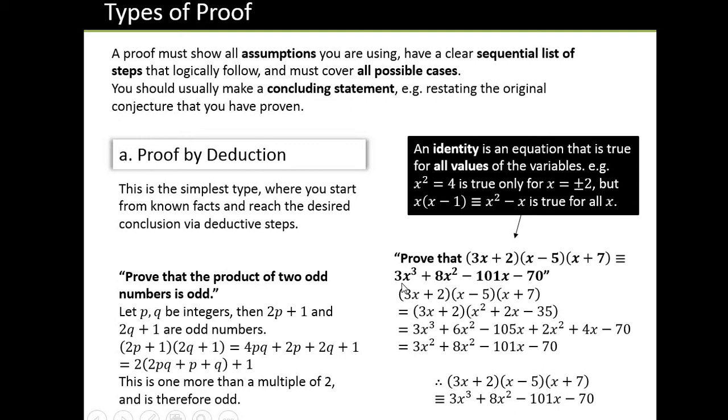And then remember, we restate the original. Therefore, those three brackets is identical to this cubic expression. So identities are often quite nice to do. Remember, do not solve them like an equation. Okay, let's have a look at some more.